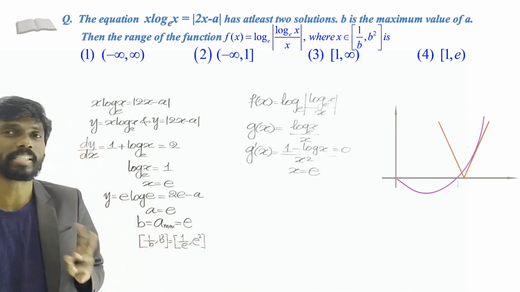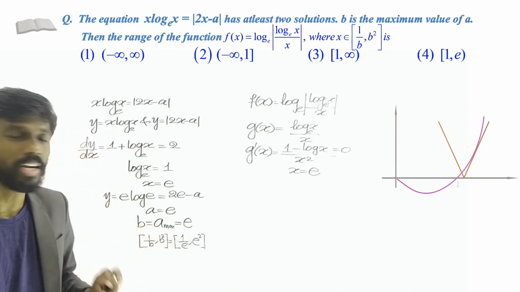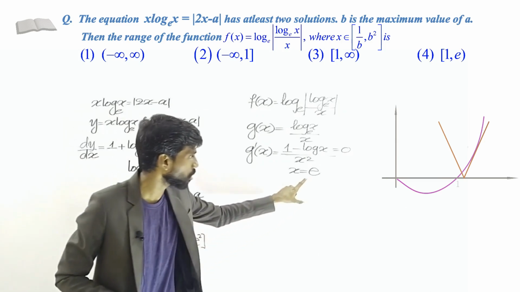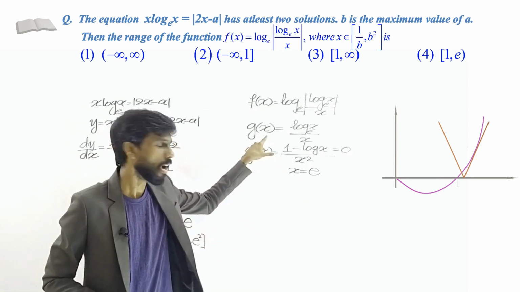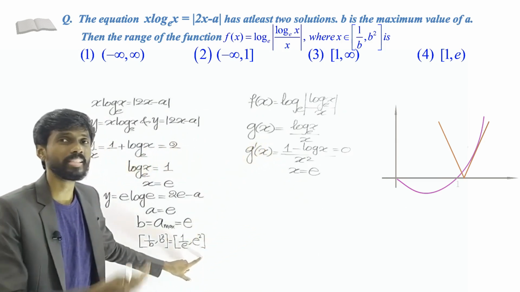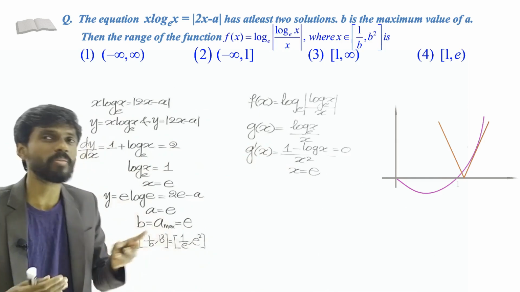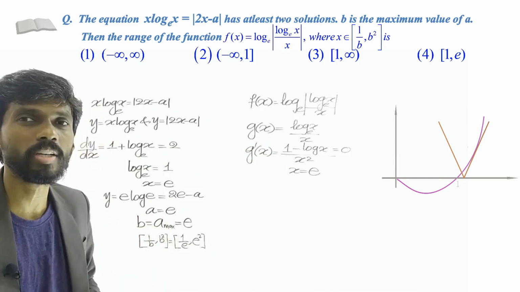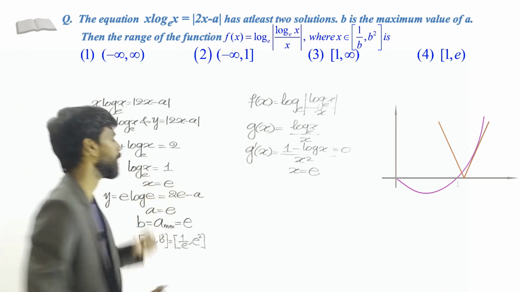To find the maximum or minimum value in a closed interval, we just have to substitute this value in the given expression. Okay, and then we also have to substitute these end values. Among these, whichever is the maximum value, that is the maximum value of the function. Similarly, the minimum value. So let us find all these values.